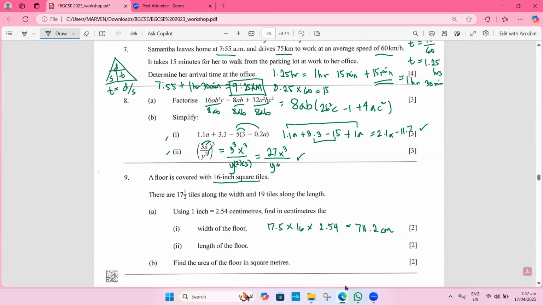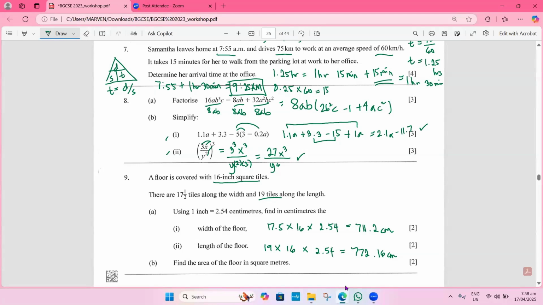And then for the length, we'll do the same. There are 19 tiles for the length, so 19 times 16-inch square tile. So 19 times 16. And then we need to express it in centimeters, so we have to multiply it by 2.54. So 19 times 16 times 2.54 is 772.16 centimeters.